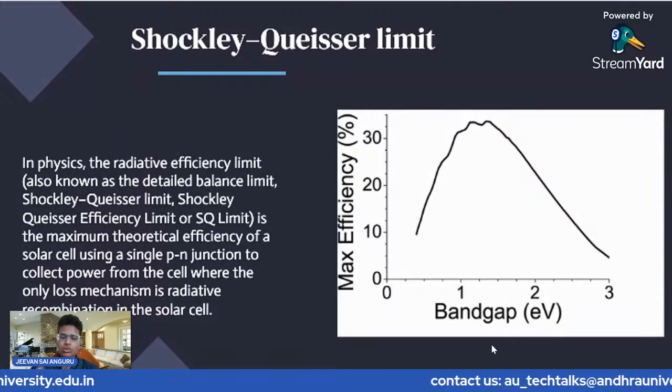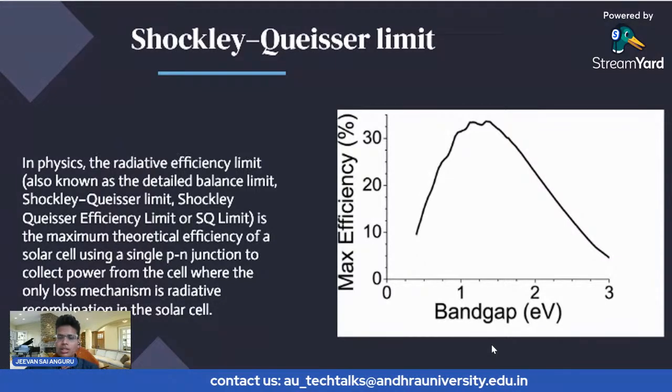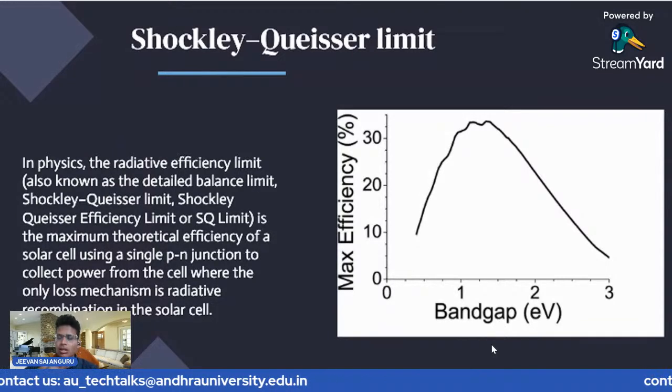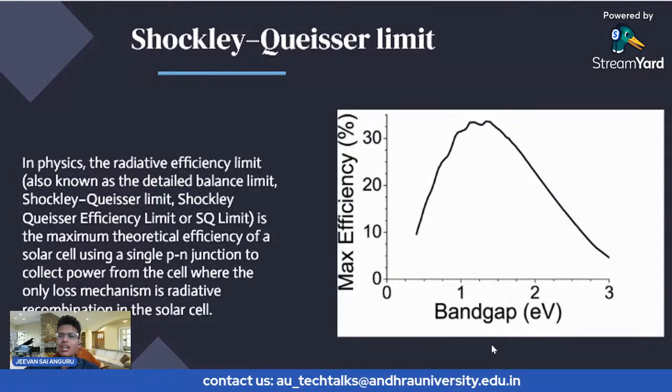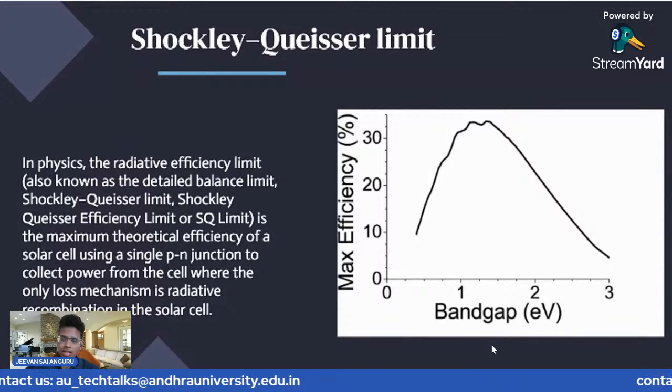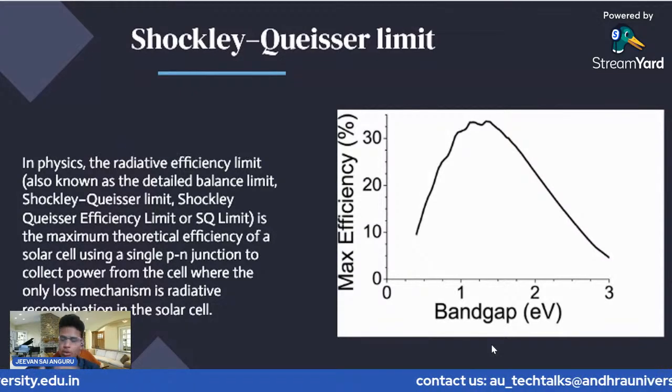So scientists are trying to train them in such a way that they can pass this SQ limit, the Shockley-Queisser limit. Now, this Shockley-Queisser limit sounds like a villain name, right? Yes, it is kind of like a villain name for the solar world. This SQ limit basically sets a limit for how efficient a solar panel can be. The current solar panels have a limit of 33%.